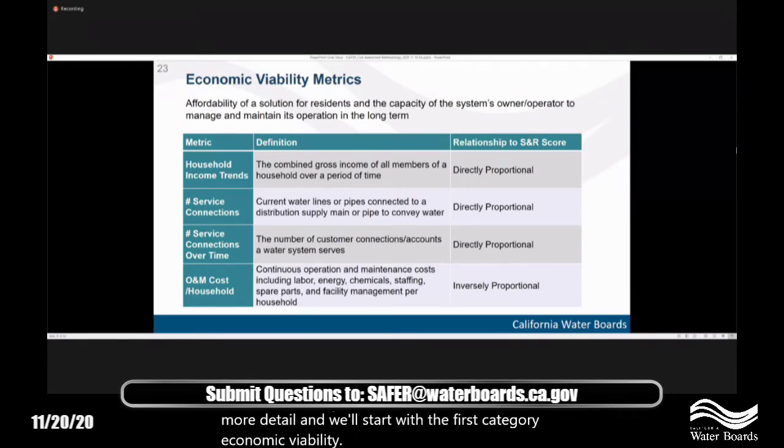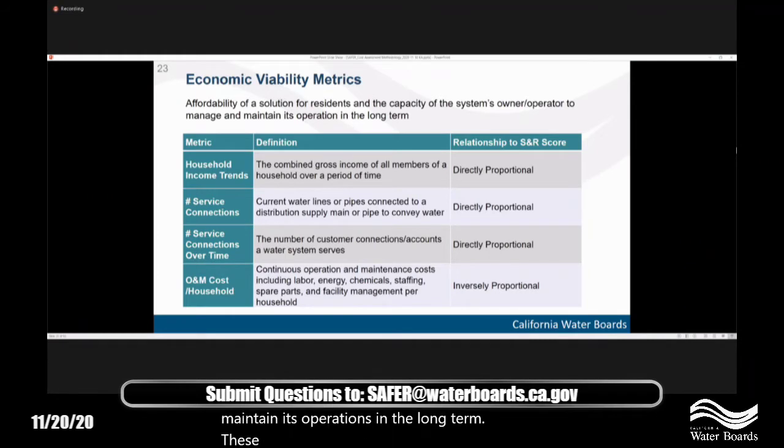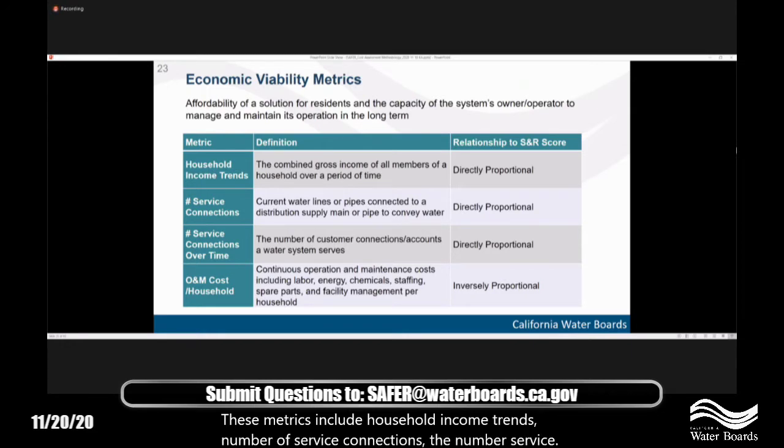The metrics under this category are indicators of the affordability of a solution for residents and the capacity of a system to manage and maintain its operations in the long term. These metrics include household income trends, the number of service connections over time, or service connection trends, and finally, operation and maintenance cost per household.